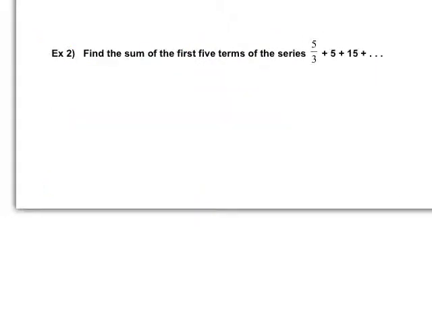So now you try the same thing and find the sum of the first 5 terms of that series. 5/3 plus 5 plus 15 plus ... You need to find the common ratio. You need to figure out what a sub 1 is. That should be pretty obvious. And n is going to be 5. So I'm going to let you figure that one out, and then we will check it in class.